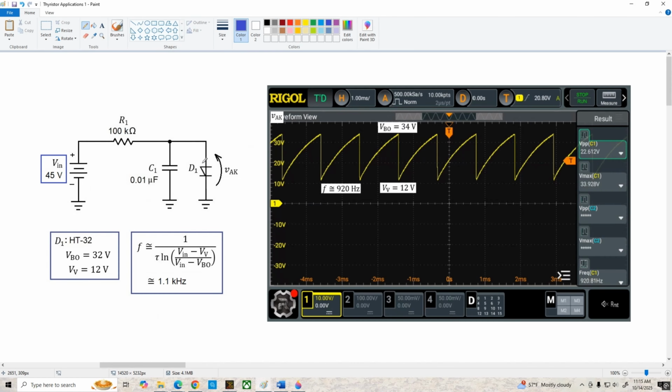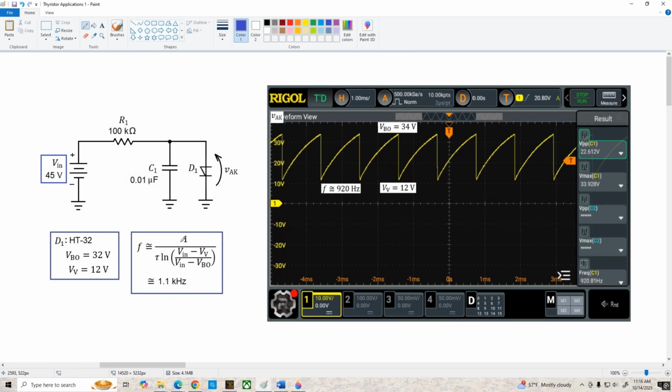These 4-layer diodes are a bit nonlinear and they tend to have some hysteresis, so you will get a little bit of variation of parameters when you change things like power supply voltage or RC circuit values. But anyway, here we've got a breakover of 34 volts and the valley voltage is still about 12 volts, and this gives us an oscillation frequency of about 920 hertz.